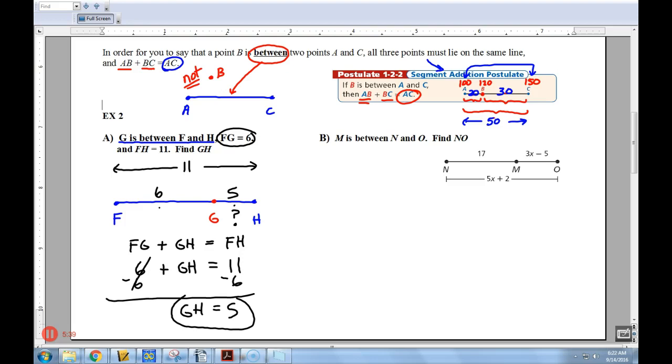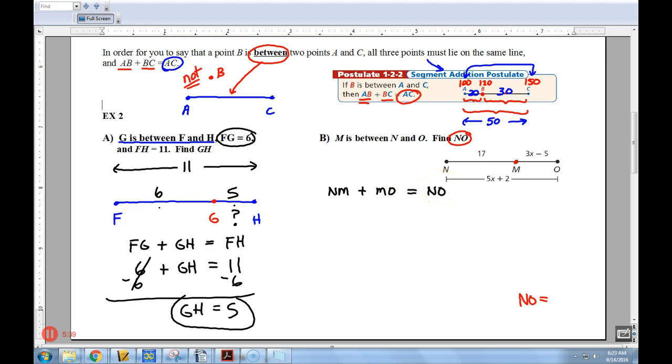So part B, M is between N and O. They actually give me a picture here. So M is in between, not in the center, but in between. Find the distance from N to O. That's what we're after. So I'm down here at the bottom. I might just put NO equals because I want to remember what I'm after in the very end. So I have a few players in the game here, and I'm going to write this out formally with algebra. The distance from N to M plus the distance from M to O equals the entire line segment, N to O.